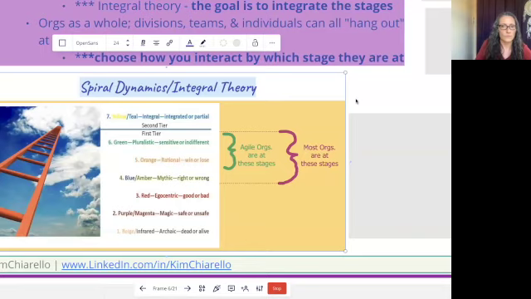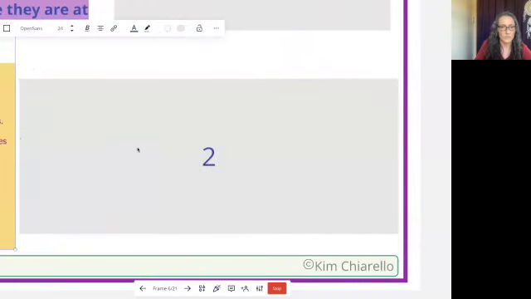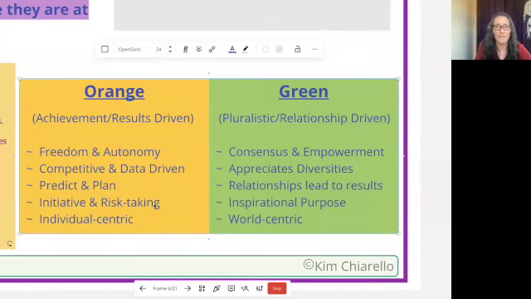So I'm going to shift us to the right here. Oh, good. I went the right way. And let's zoom us in a little bit. So here's a high level of orange and green. The big takeaway for orange is they're achievement and results driven. So what does that look like? They're competitive, they're data driven, they want to predict and plan, they're individual centric, right? What accolades am I getting? What certifications do I have? How amazing is our organization compared to others?